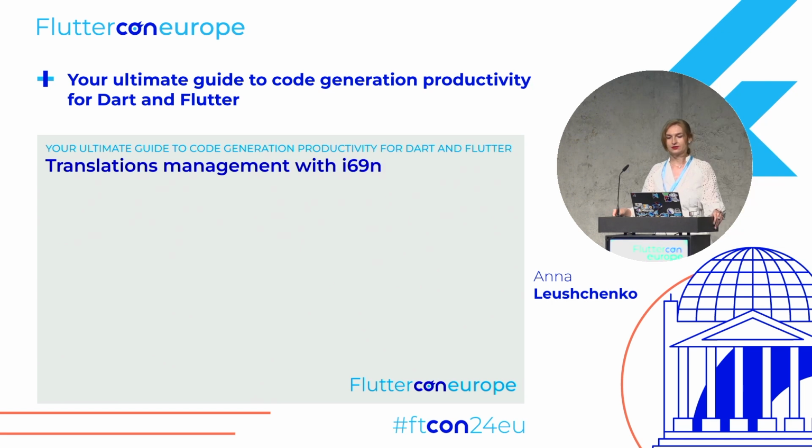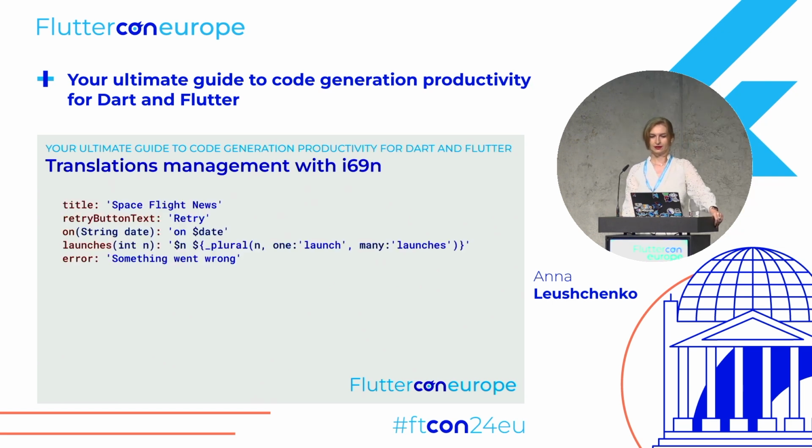I like to use the i18n package for managing translations. So you can declare your translations in a YAML file, and after the code is generated, it creates a Dart file with the same fields. But what's nice about it, it supports placeholders and plurals. And once again, you have compile time checks that the translations exist, that the format is correct, and so on.